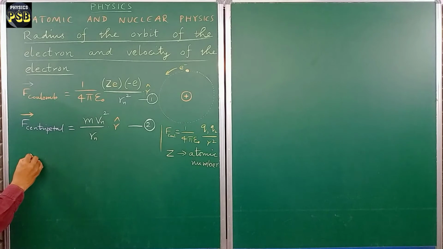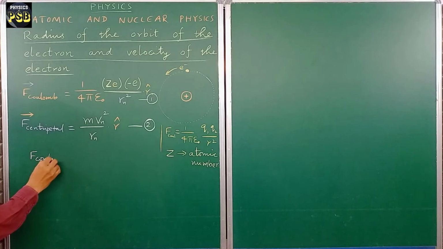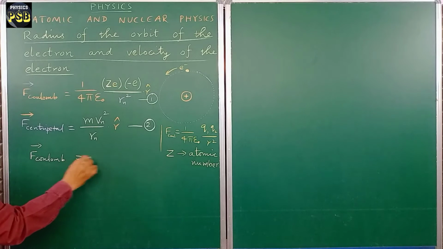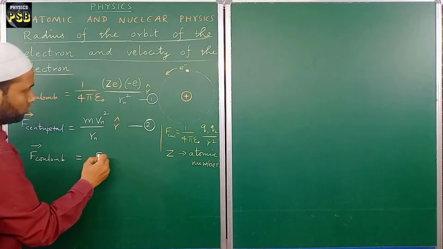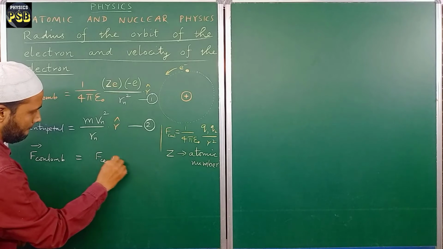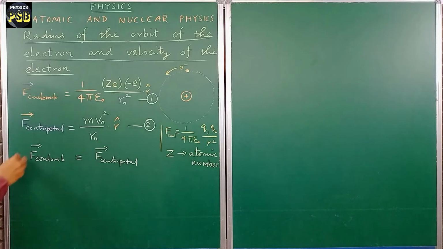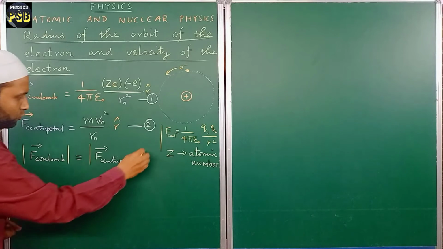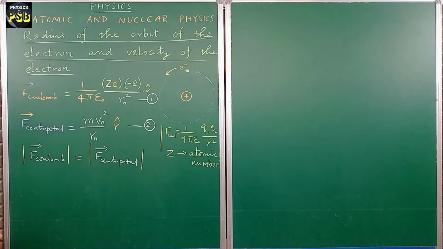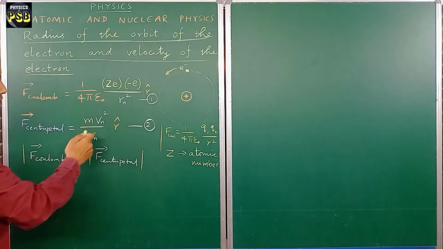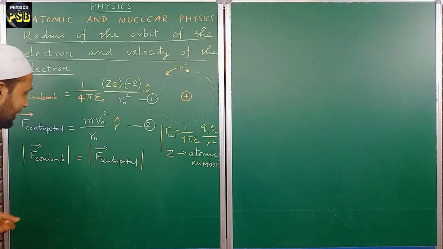Coulomb's force is equal to centripetal force. Here I take the magnitude of these two forces. When I take the magnitude of Coulomb's force, it is not necessary to take the direction, and the minus sign will disappear.